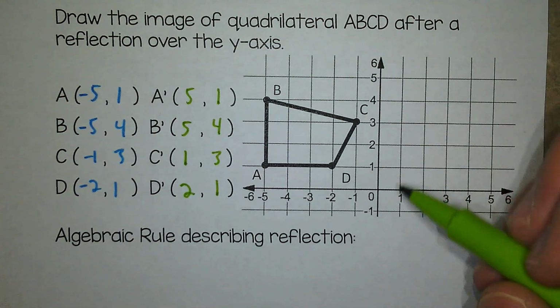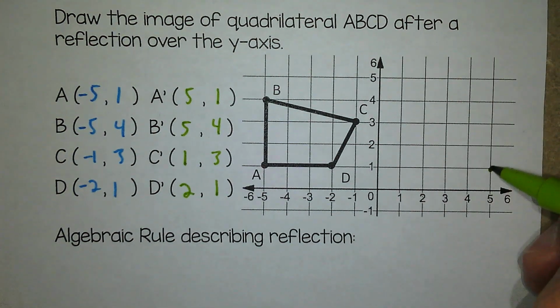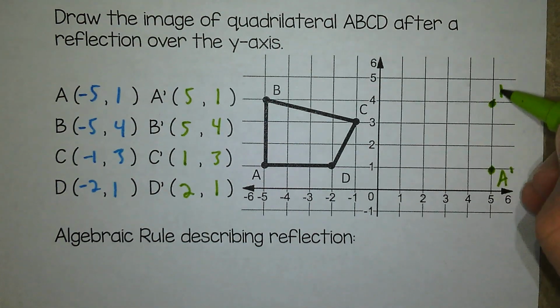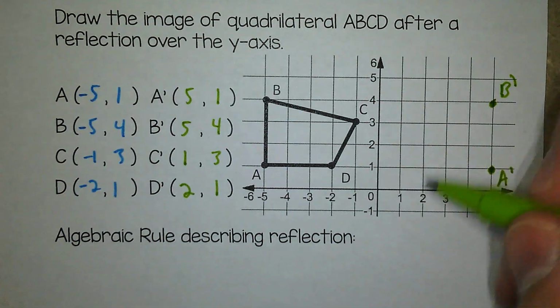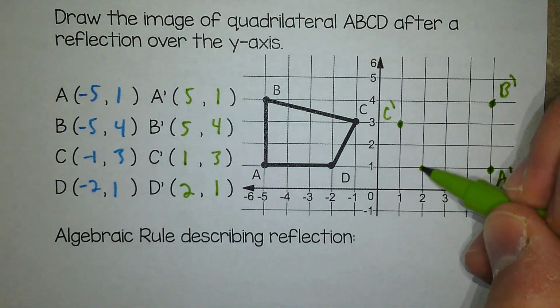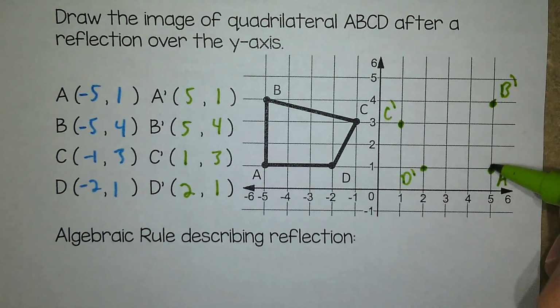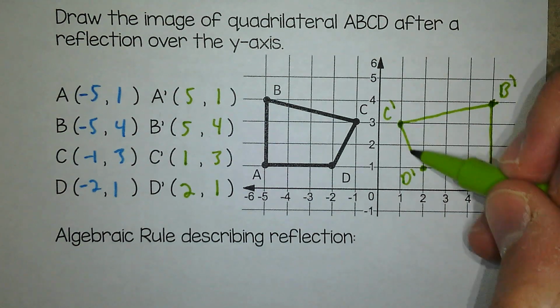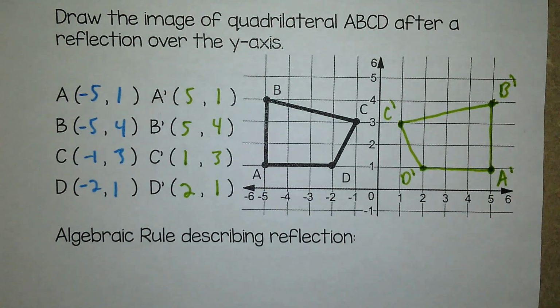So let's plot those points and see if it looks the same. So 5 and 1, that's A prime. 5 and 4, that's B prime. 1 and 3, C prime. And 2 and 1, D prime. Connect the dots. And it should look like a mirror image reflection of the shape from before, just over the y-axis.